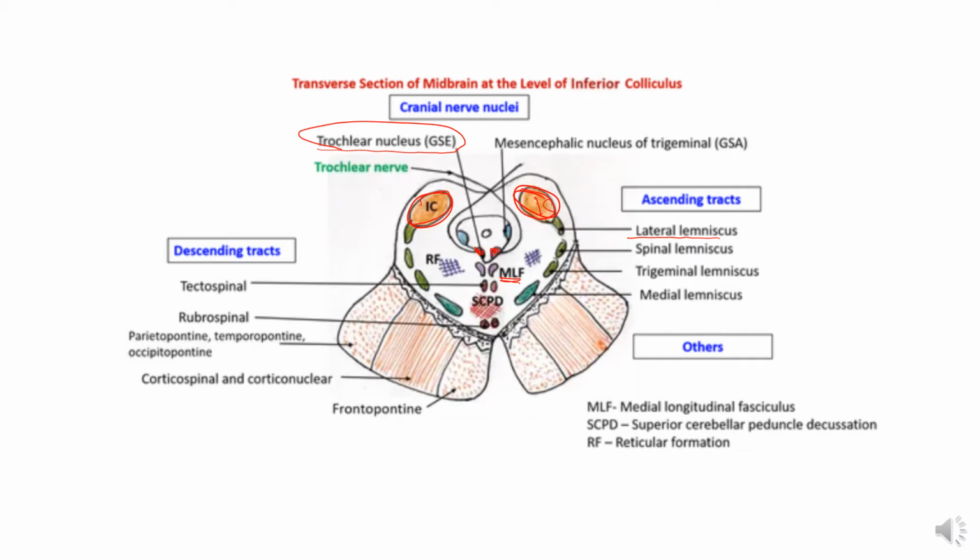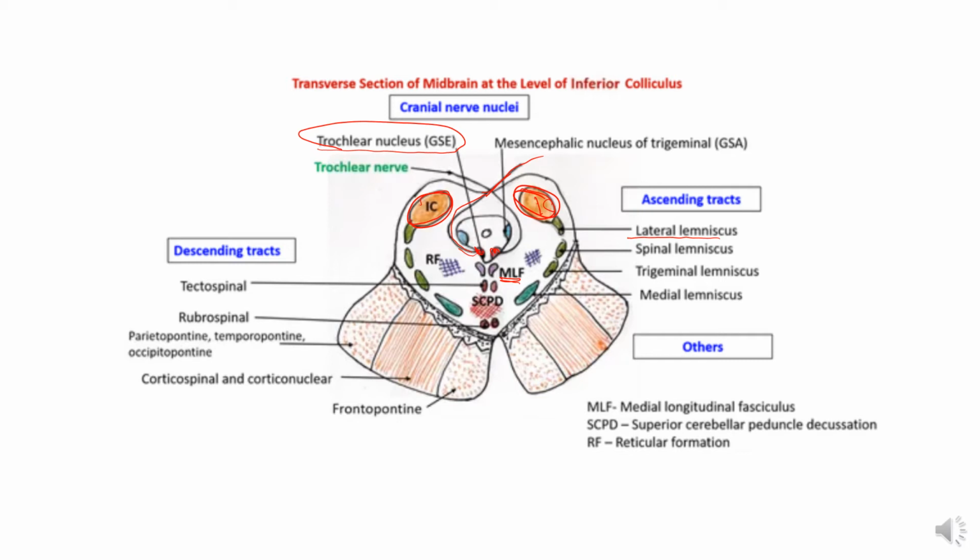The emerging fibers of the trochlear nucleus pass laterally and posteriorly around the central gray matter and leave the midbrain just below the inferior colliculus. Here you can see the fibers emerging and going back and then crossing towards the opposite side, emerging from the posterior surface of the midbrain. The fibers of the trochlear nerve now decussate completely in the superior medullary velum.